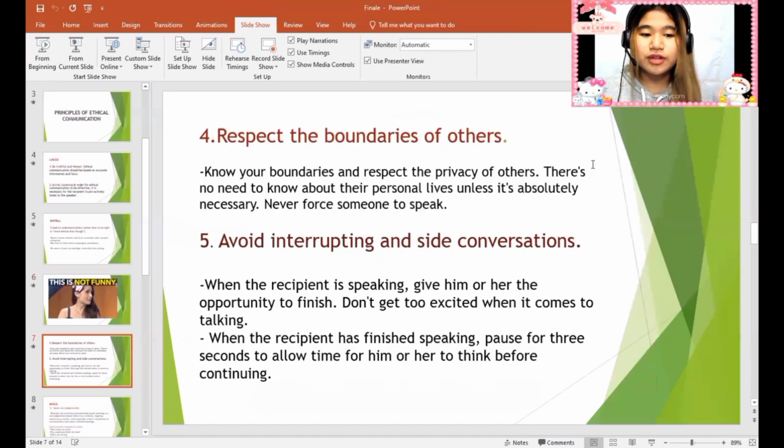So there you go. Number 4: respect the boundaries of others. It says here, know your boundaries and respect the privacy of others. There's no need to know about their personal lives unless it's absolutely necessary. Never force someone to speak. All right.